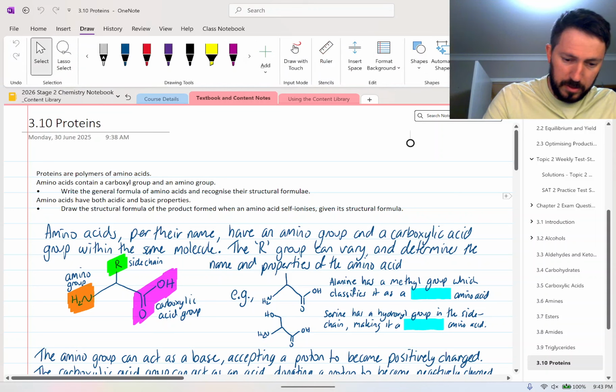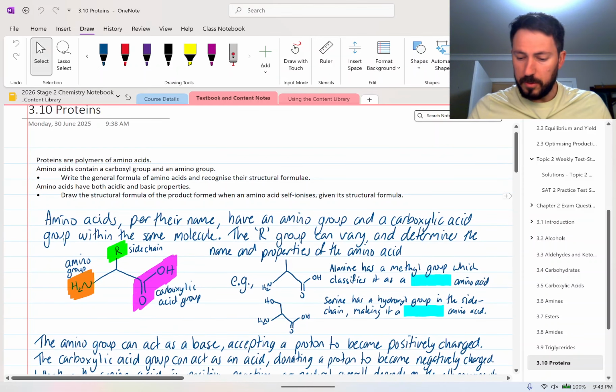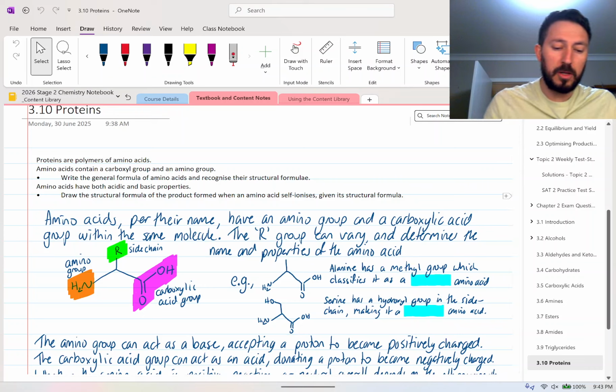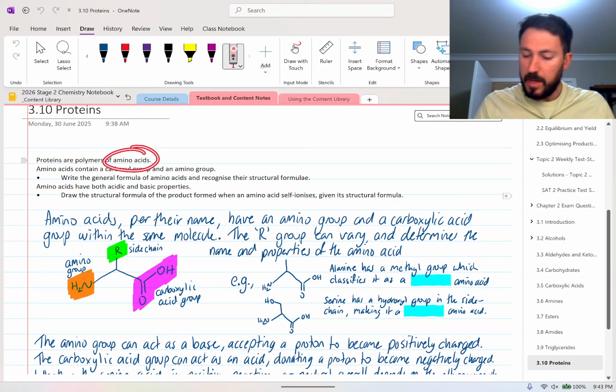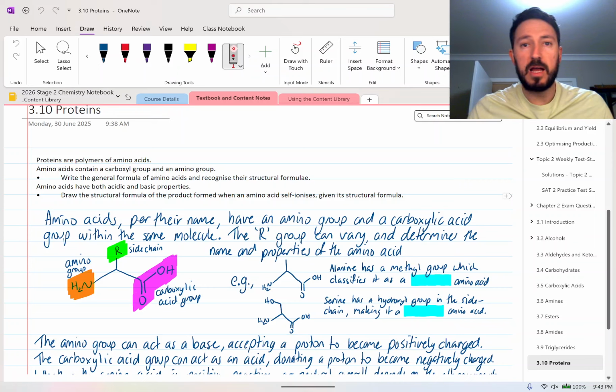Just got to get myself my little laser pointer. Good. So we have looked at polymers. Proteins are polymers. They're specifically polymers of something called amino acids. Now, amino acids, from the name, you've got an amino part of that name. So that's going to be related to our amines, so our nitrogen-containing group, NH2. And our acids are going to be related to what we saw in 3.5, which is the carboxylic acids. So our amino acids have both of these groups within them.